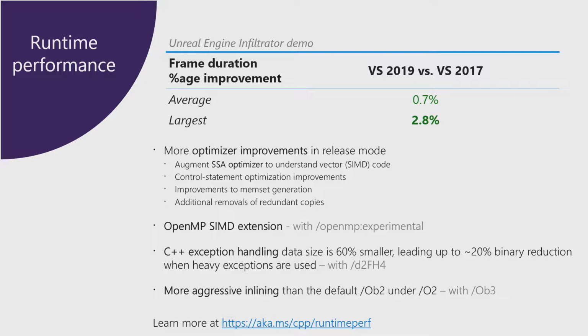There are additional knobs inside Visual Studio 2019 that allow you to get even more performance improvements. For example, OpenMP, SIMD extension, more aggressive inlining, and the reduction in size for exception handling. These are all things that you can turn on by specifying specific switches. And for more details, you can go to the aka.ms link below.